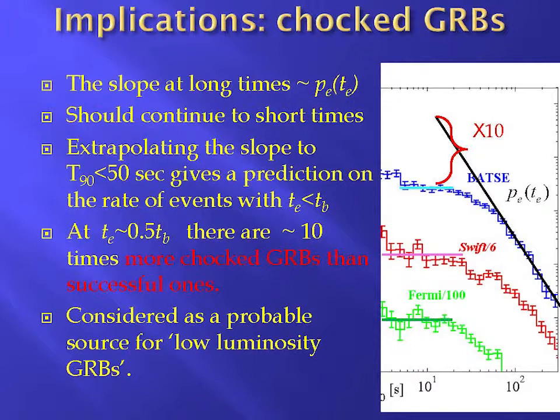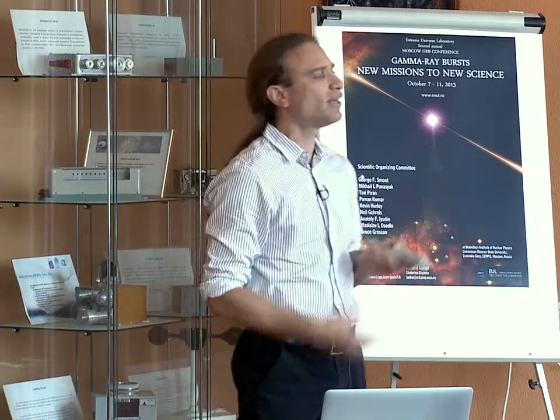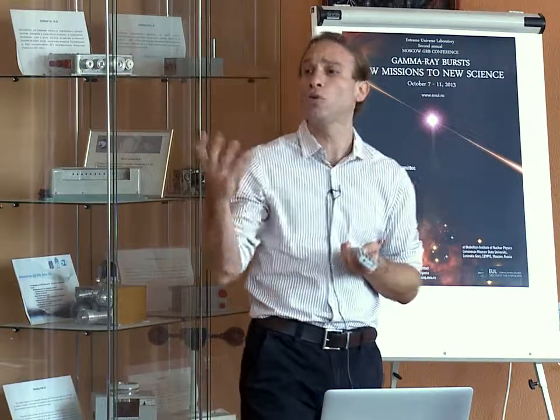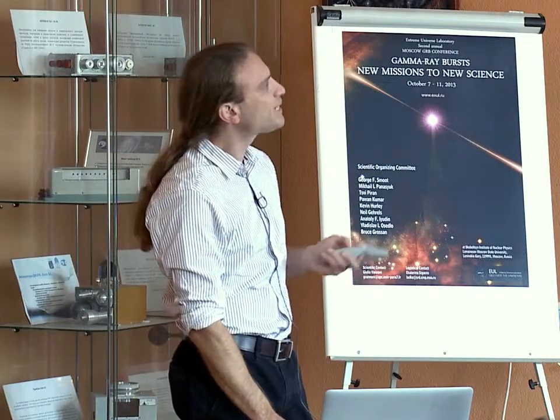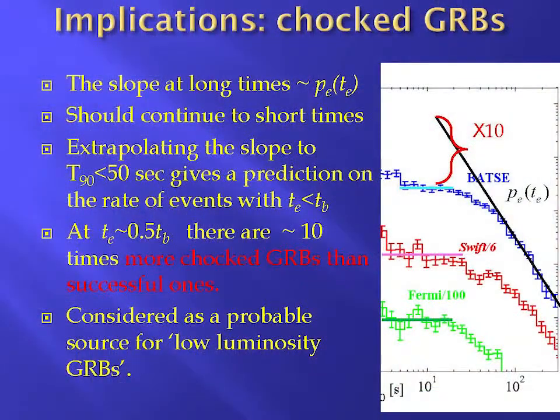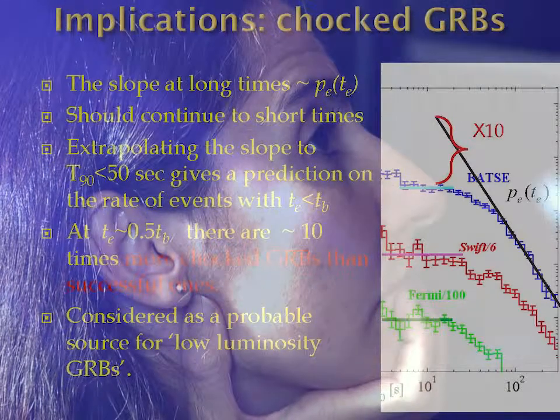So let's discuss a little bit about implications that we can get from these results. First of all, about a choked gamma ray burst. The slope at log times around here, as I said before, represents the duration distribution of the engine itself. Now, because we don't expect this distribution to change much at durations which are close to the breakout times, then by extending this slope to durations shorter than this, typically 50 seconds, I am basically predicting the rate of events with T engines that are smaller than this observed T breakout.